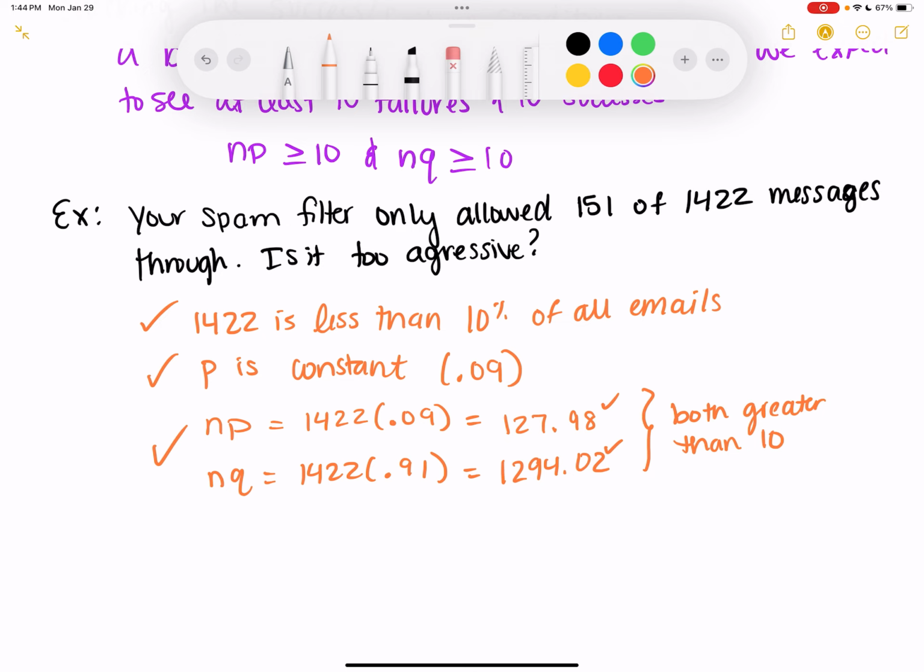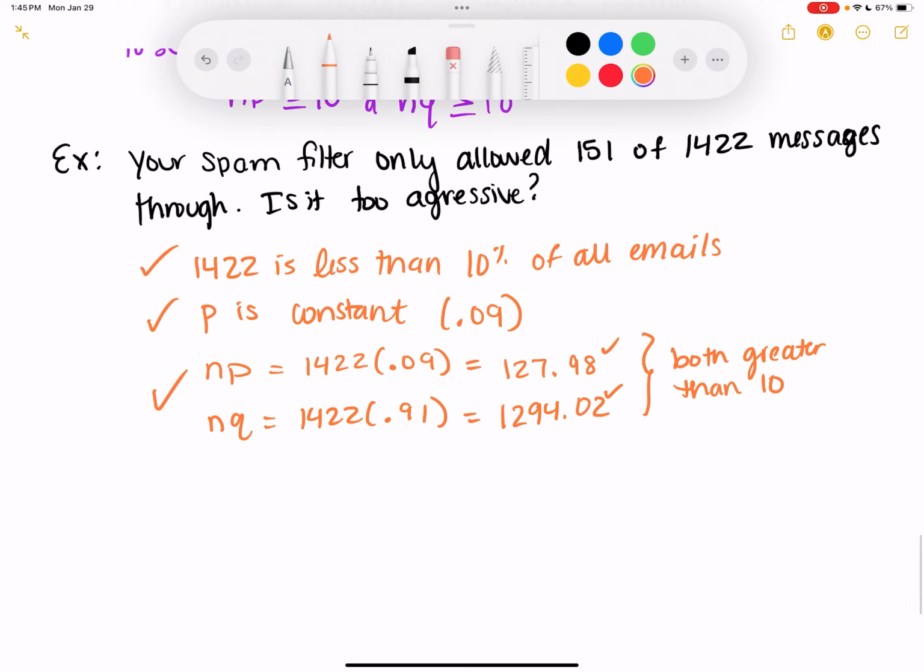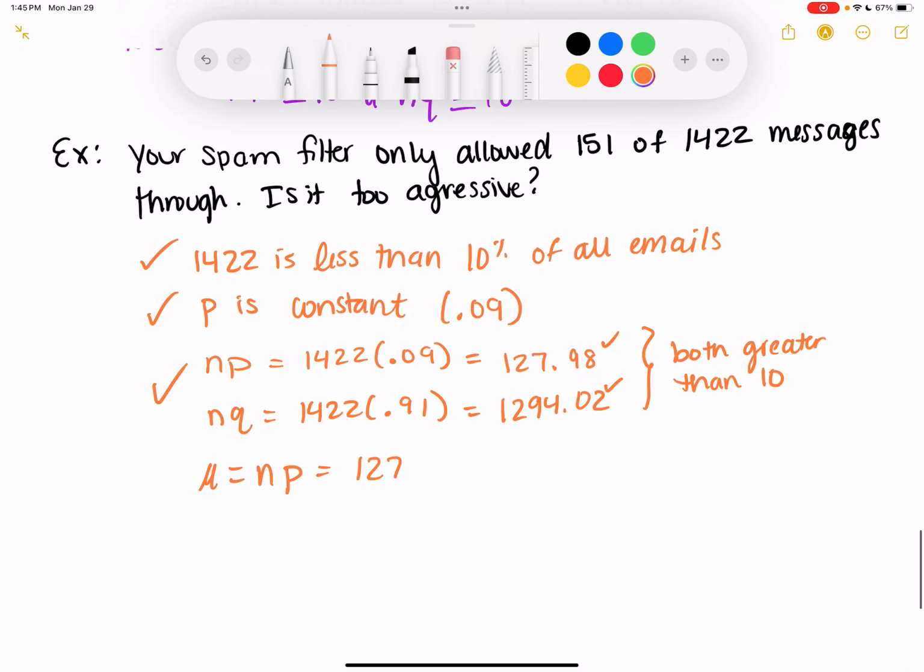So now I'm going to find the mean and the standard deviation. So mu is equal to n times p, which we already found up here, 127.98. Standard deviation is the square root of NPQ, which is the square root of 1,422 times 0.09 times 0.91.